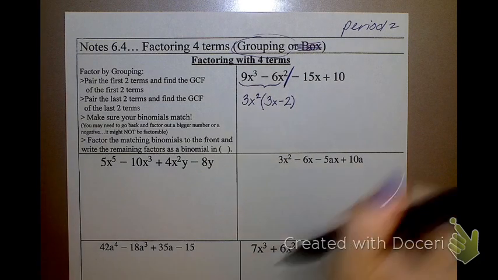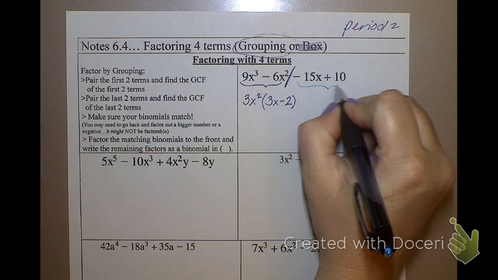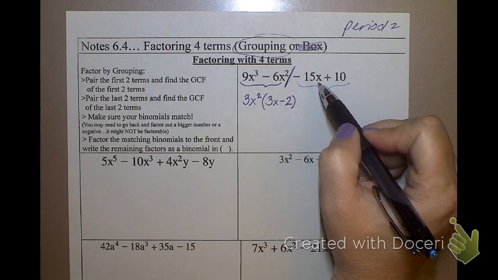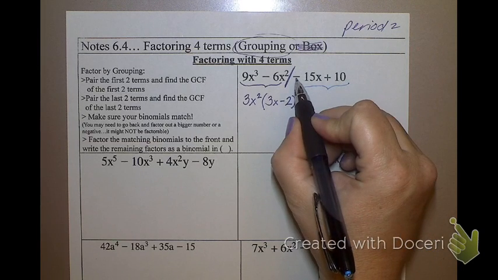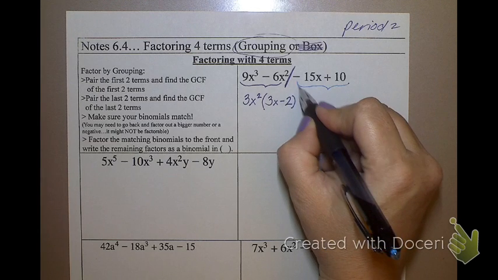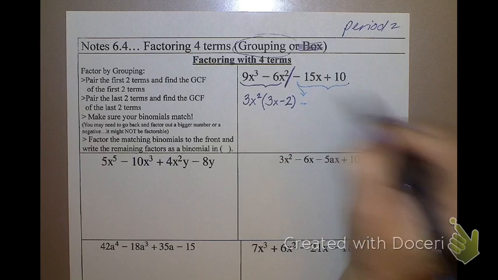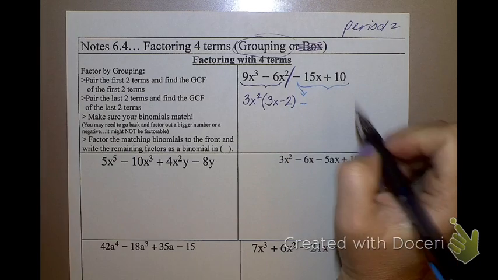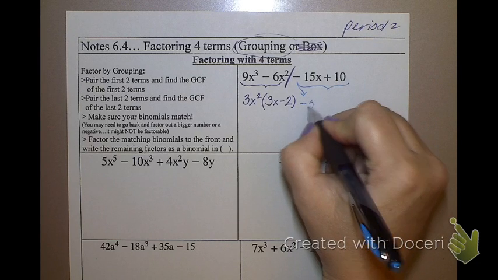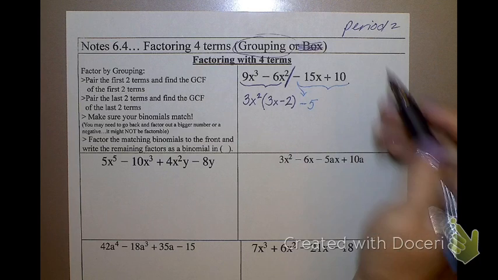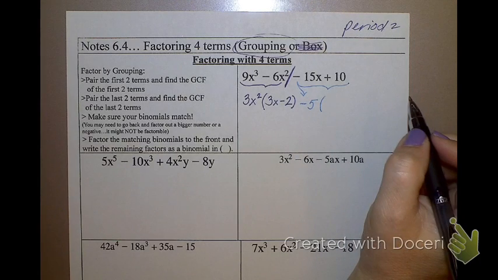Now I'm going to look at the second 2 terms. Now one thing that's key is I'm going to take out something that they have in common, but the sign of what I take out is determined by whatever this first sign is here. So since this first one is negative, then whatever number I take out, I'm going to have to take out the negative of that number. So what do 15x and 10 have in common? And I have to take out a negative 5 because of that sign right there. What would be left inside then?